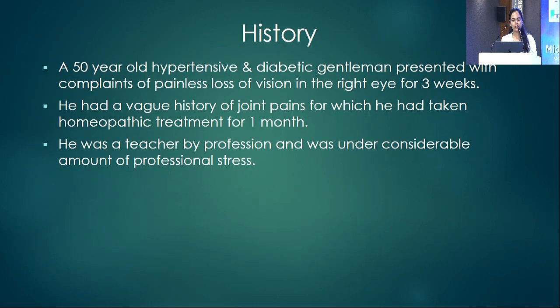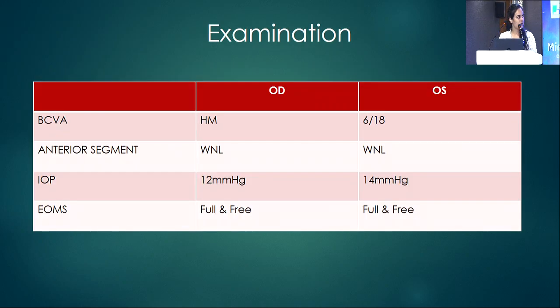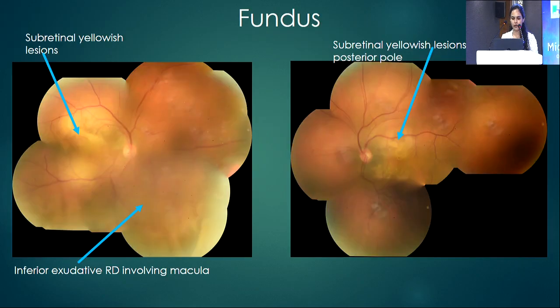So we had a 50-year-old hypertensive and diabetic gentleman who complained of painless loss of vision for 3 weeks. He had a vague history of joint pain for which he was taking homeopathic medication, and he was a teacher by profession, and he claimed that he was under considerable professional stress. On examination, the vision in his right eye was hand movements, the anterior segment was normal, the IOP was normal, the EOMs were full and free, and the left eye visual acuity was 6/18, and the rest of the anterior segment examination was completely normal.